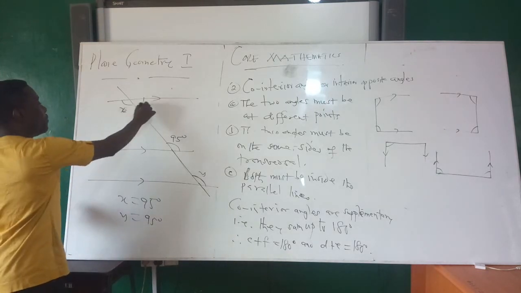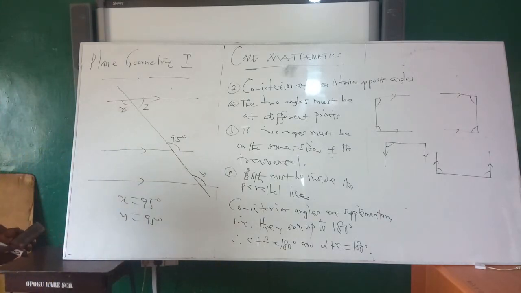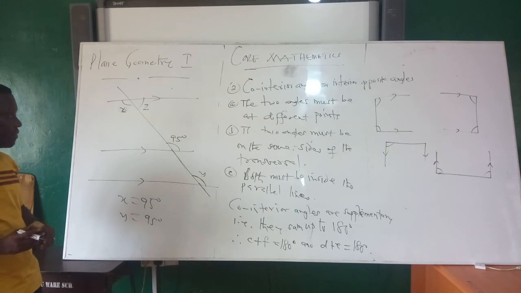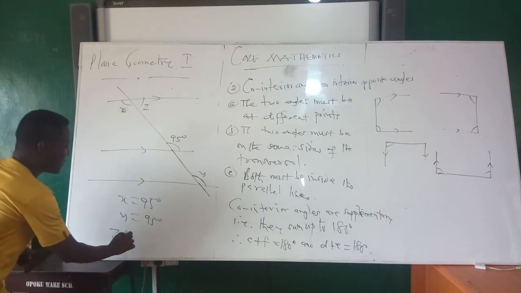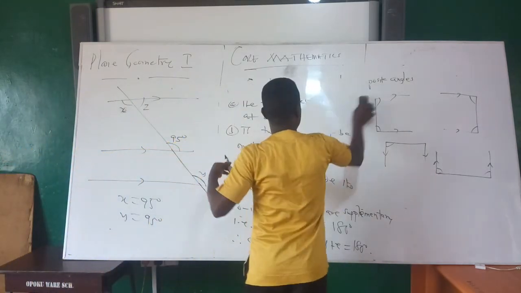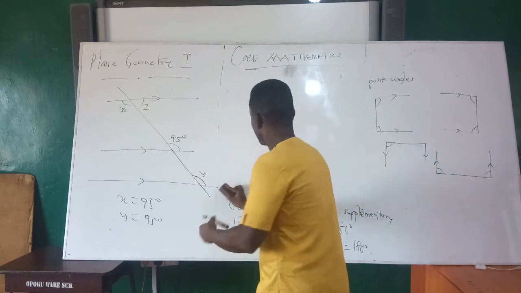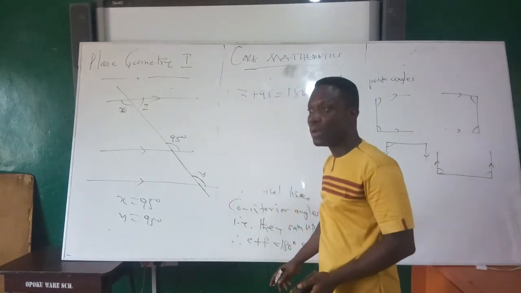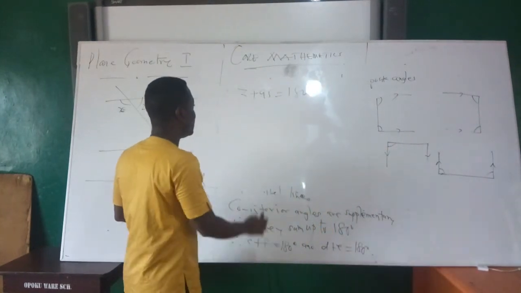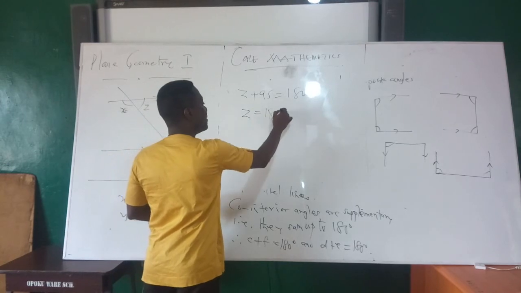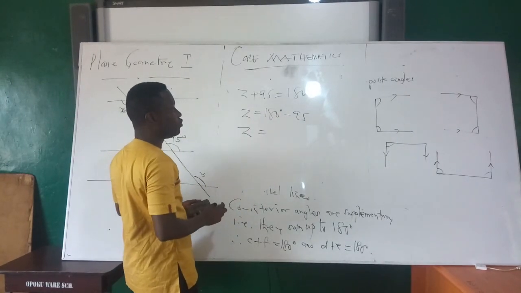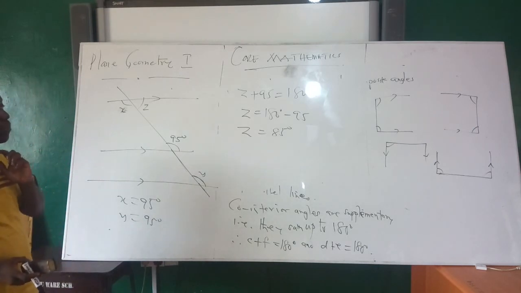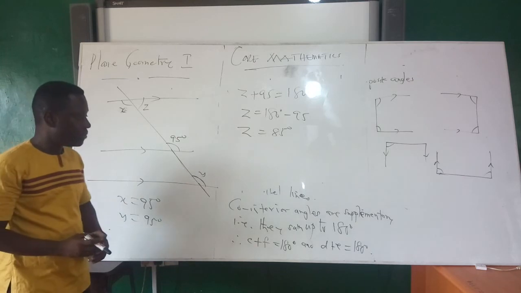So if, for example, you wanted to find angle Z, you will notice that Z and 95 are co-interior if you go by the conditions I have given you. And so we can simply say that Z plus 95, let me put it here so that it will be clearer for us, is equal to 180. Remember, co-interior angles are not equal, but they sum up to 180. So from that equation, Z will be equal to 180 degrees minus 95. Z is equal to 85 degrees. So that is one simple example just to explain the three concepts we have just gone through.